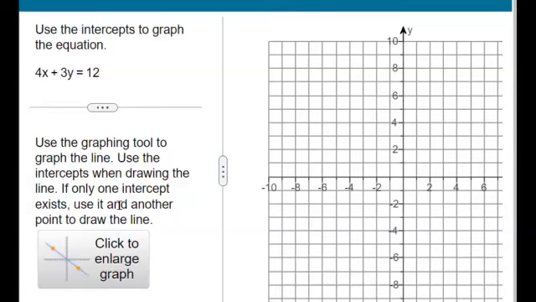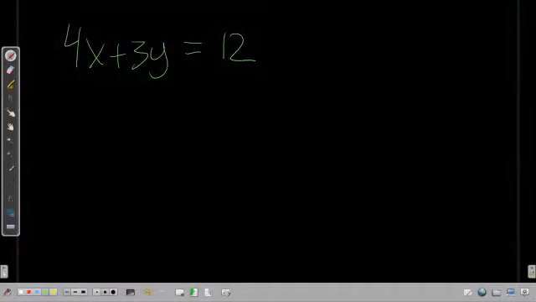Now they just want us to jump straight to it. Use the intercepts to graph the equation. And the equation they've given us is 4x plus 3y equals 12. You could sit here and explicitly solve it for x or y. It'd be a lot of work. You don't really have to.